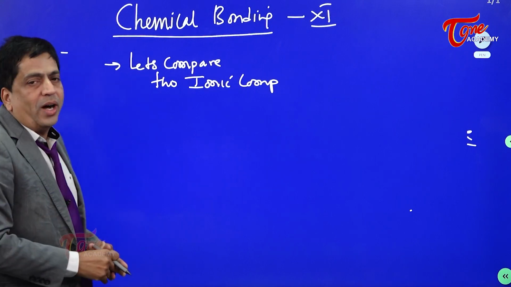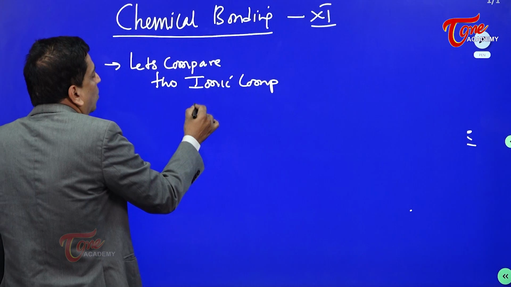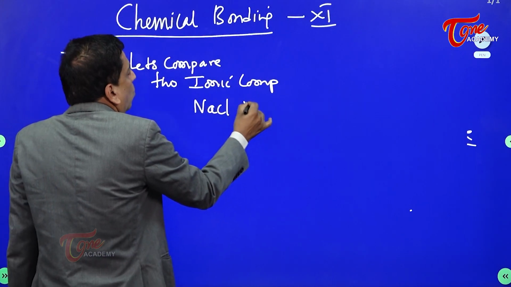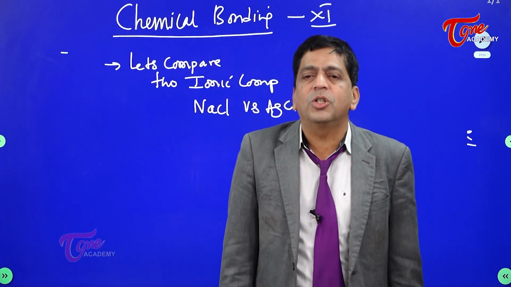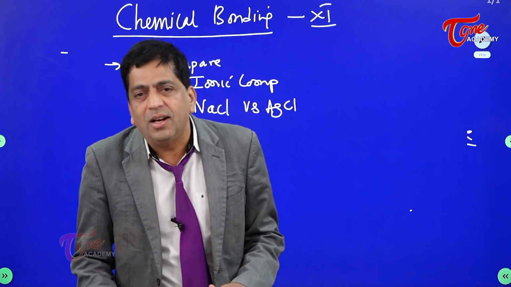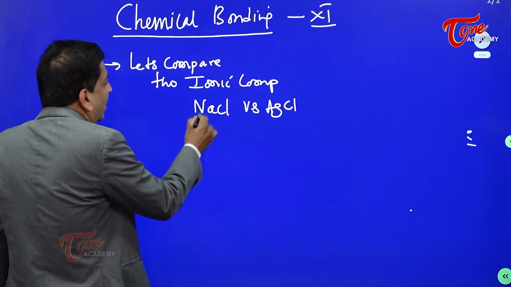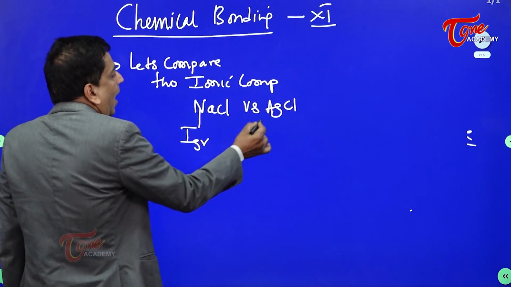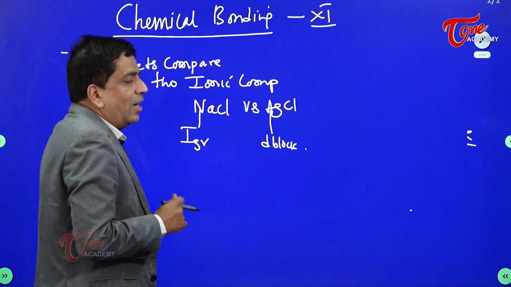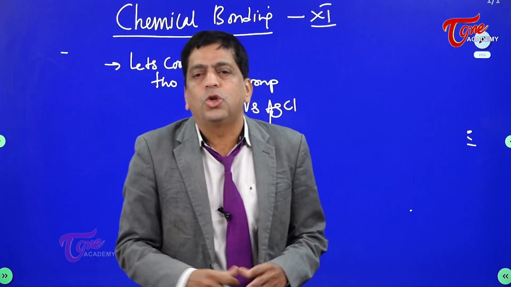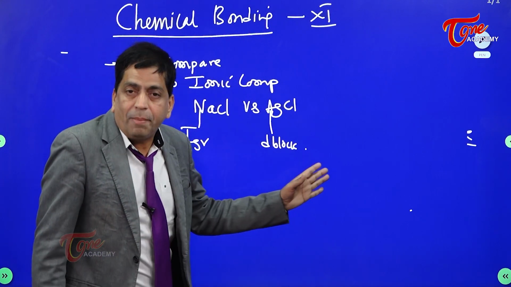Let's compare the two ionic compounds which I'm writing for you. That is NaCl versus AgCl. In NaCl versus AgCl, sodium is a metal, silver is a metal. Sodium is first group, and silver is a D block element. This is a bond between a metal and a non-metal.